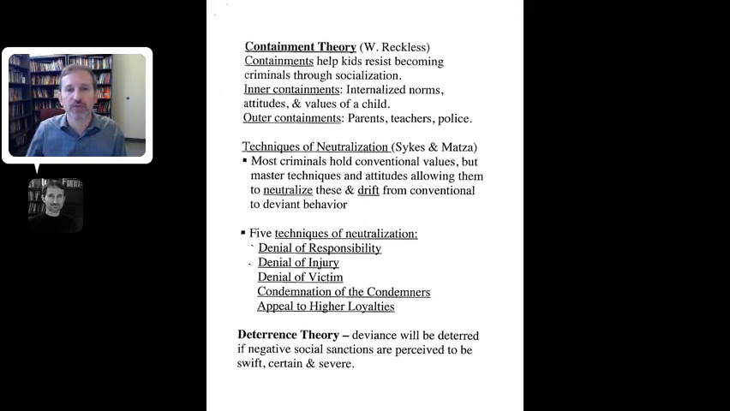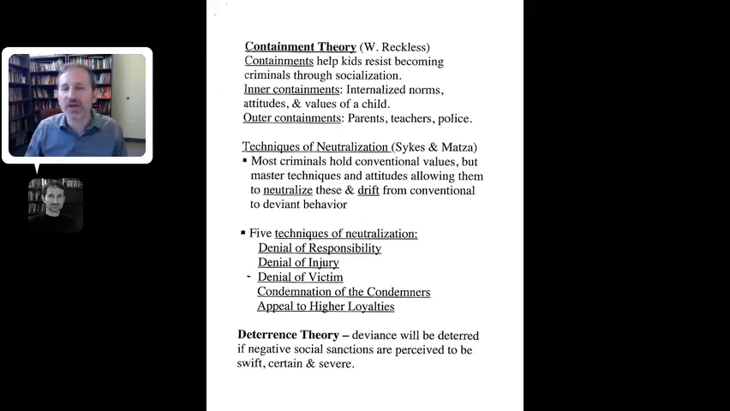Second, denial of injury. You can add this to your notes. It's the notion that nobody got hurt. So if you go and vandalize something out on campus today, you could say, well, nobody really got hurt from that. There's no injury. So that's a technique of neutralization.